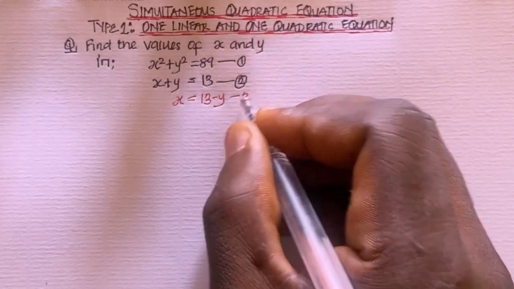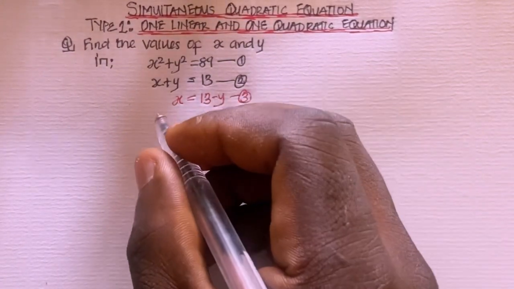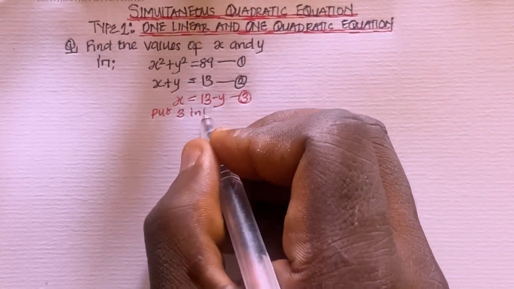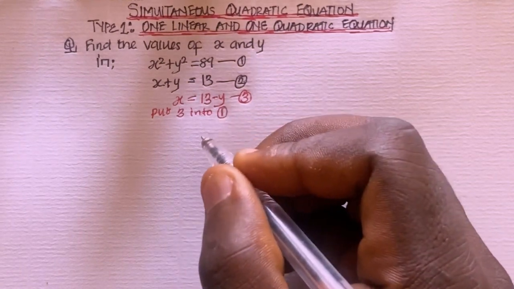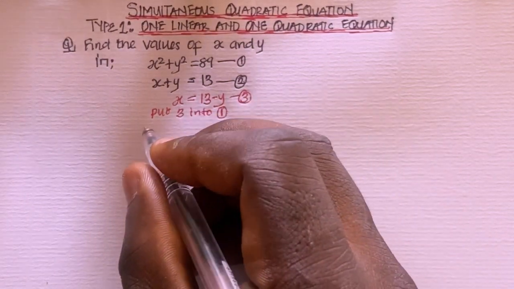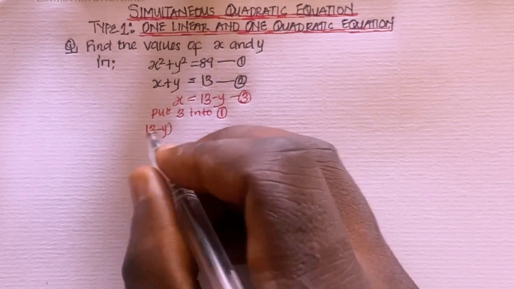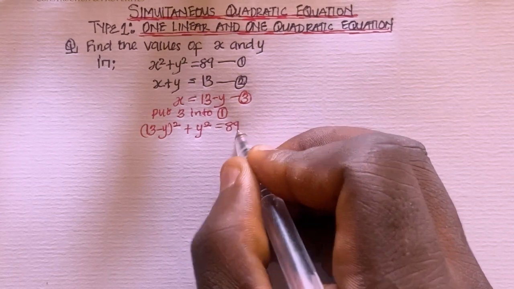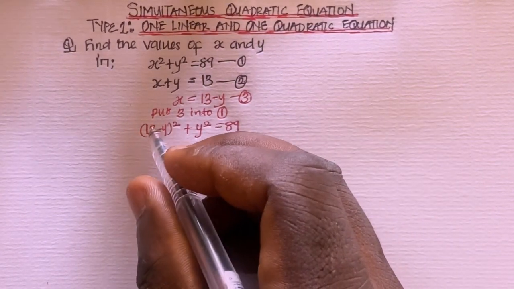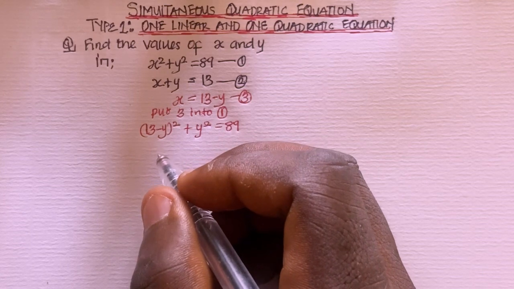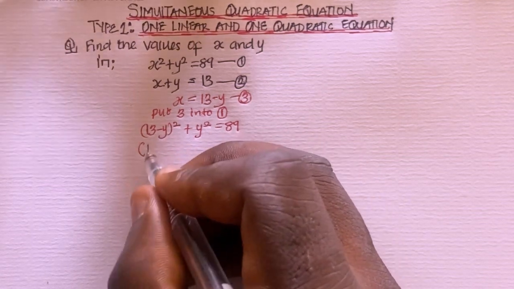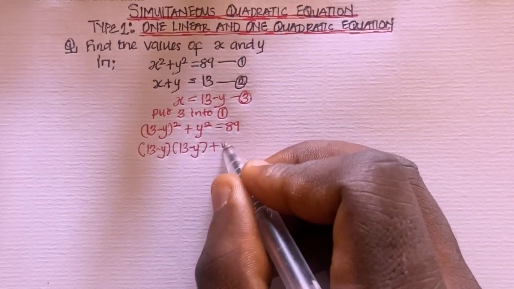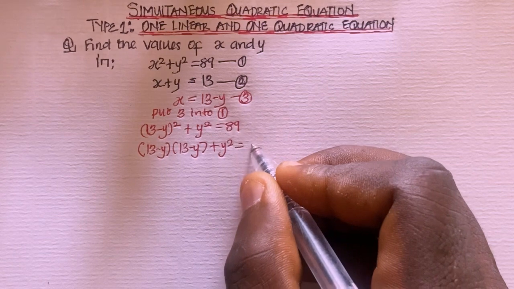Then I call this equation 3. Then after that, I'm going to put this equation 3 into 1. Now here the value of x becomes 13 minus y all squared, then plus y squared equals 89. Now here I'm having 13 minus y all squared. That means I need to expand the bracket. Then here I'm going to have 13 minus y into bracket 13 minus y, plus y squared equals 89.